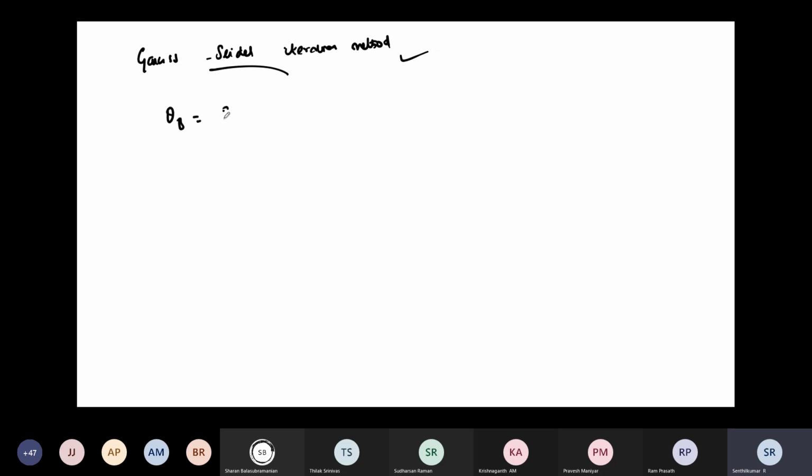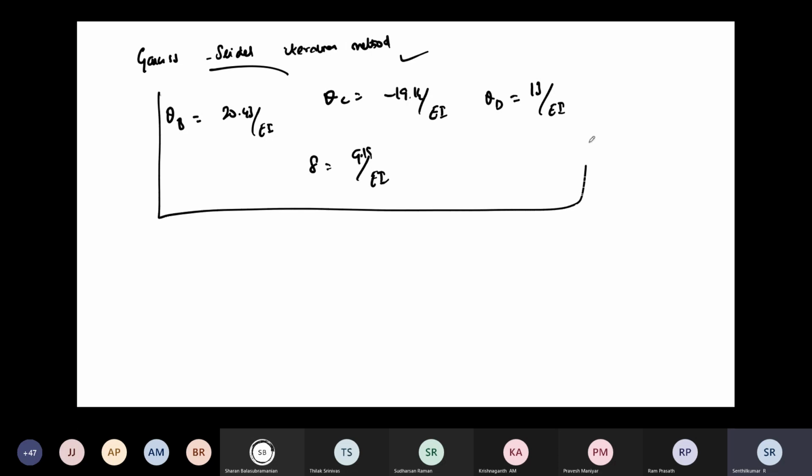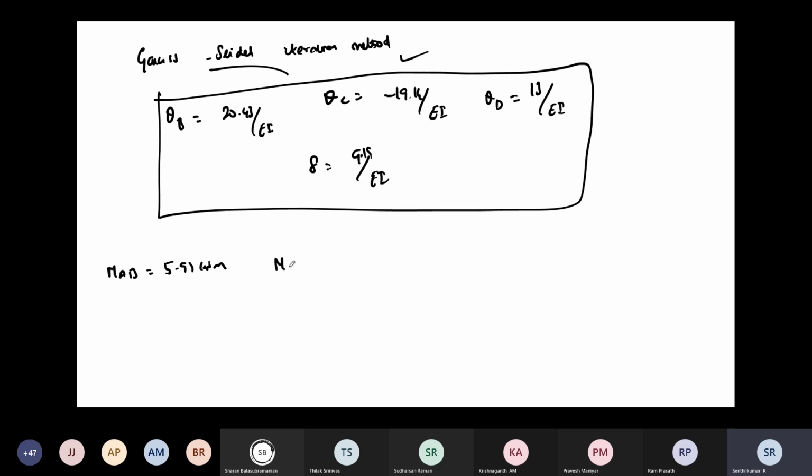Okay, so finally you will get the values: theta B 20.43 by EI, theta C minus 19.14 by EI, theta D 13 by EI, and delta 9.19 by EI. Okay.